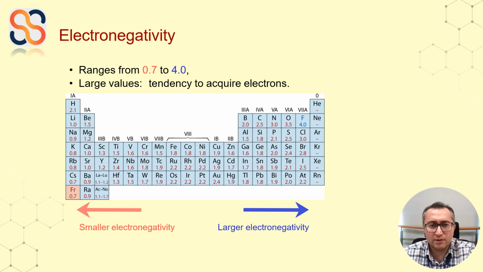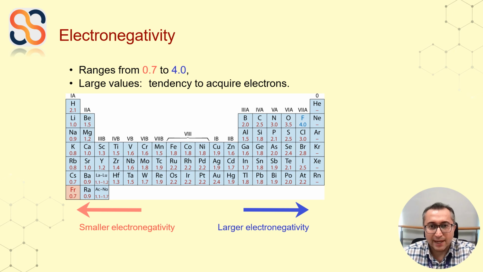Elements with lower electronegativity values, like cesium, which has an electronegativity of about 0.7, have a weaker ability to attract electrons. On the other hand, elements with higher electronegativity values, like fluorine, which is the most electronegative element at 4, have a strong ability to attract electrons. So, why does this matter?